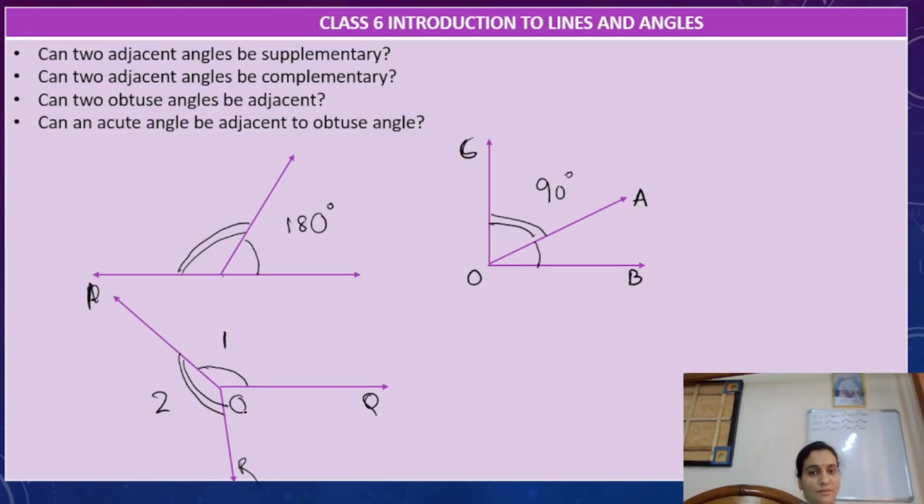They together will make one reflex angle. That we have to keep in mind, because two obtuse angles together generally will form a reflex angle. Now, can an acute angle be adjacent to an obtuse angle? Yes, we can see in this first figure. There is an acute angle less than 90 degrees here, and there is an obtuse angle on the other side, and both of them are adjacent to each other. So with this, I hope your concept of adjacent angles is clear, and you won't make any mistakes.